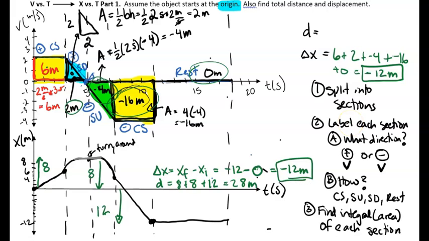Now for the distance, again, with distance the direction doesn't matter. It's just how far you go. So it's like the total area, the absolute value of it. So I'm just going to add up all these numbers that we found for displacement, but ignore the negative signs. So we have 6 plus 2 plus 4 plus 16, and bingo bango, that gives us 28 meters. Perfect. And that checks out.